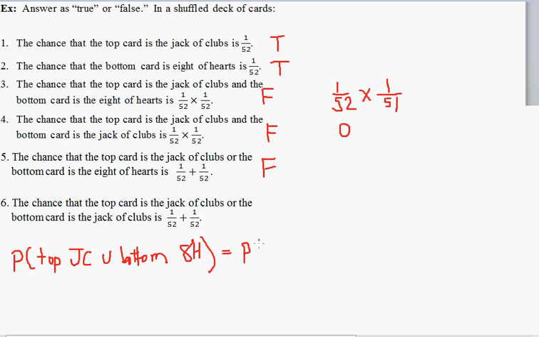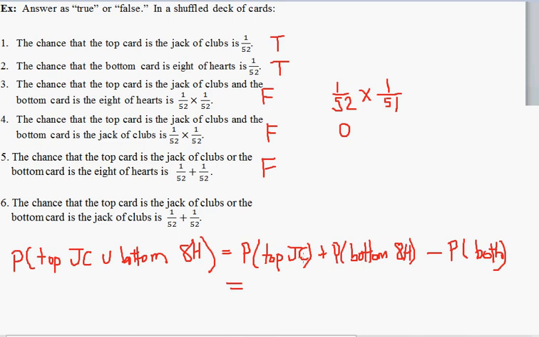So the probability that the top is a Jack of Clubs plus the probability that the bottom is the 8 of Hearts. Now these events are not mutually exclusive. They can happen at the same time. So minus the probability, and succinctly, let me just say that both happen. That the top is the Jack of Clubs and the bottom is the 8 of Hearts.